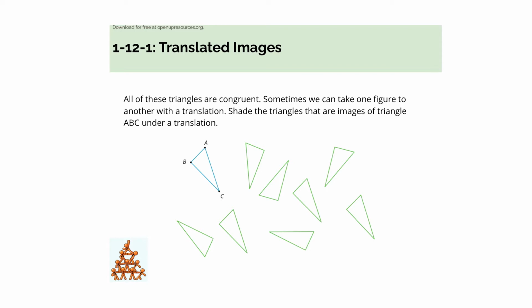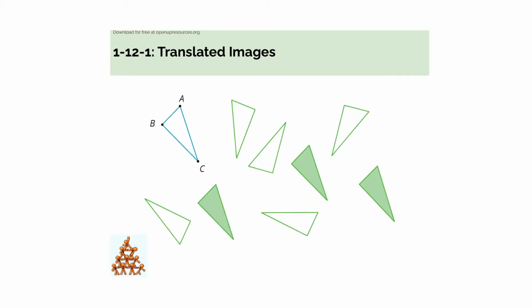Sometimes we can take one figure to another with a translation. Shade the triangles that are images of triangle ABC under translation. These would be the correct translated figures because they're not changing the orientation of triangle ABC. Please check to make sure that you have the same triangle shaded.